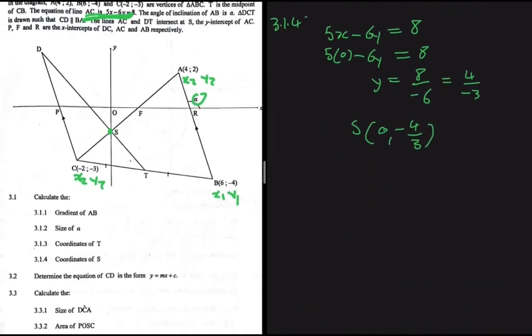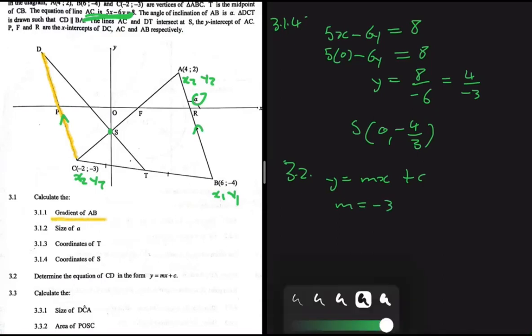Now let's do 3.2. So 3.2 here is saying let's determine the equation of CD in the form y equals mx plus c. So let's go ahead and look at CD. So here's CD, right? But then it said to us that CD is parallel to AB, right? So we already know that m is equal to minus 3, because don't forget that in 3.1.1, when we calculated the gradient of AB, we got minus 3.